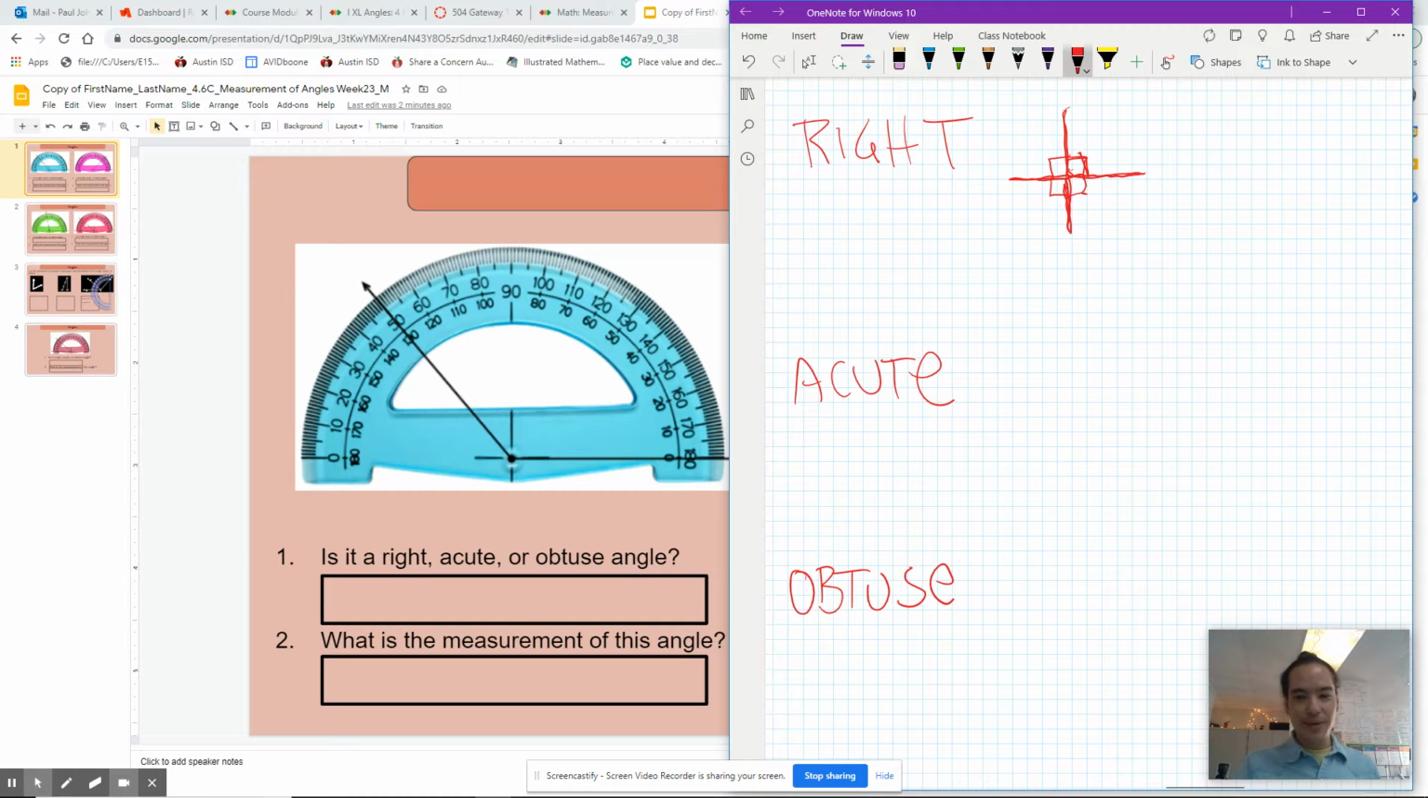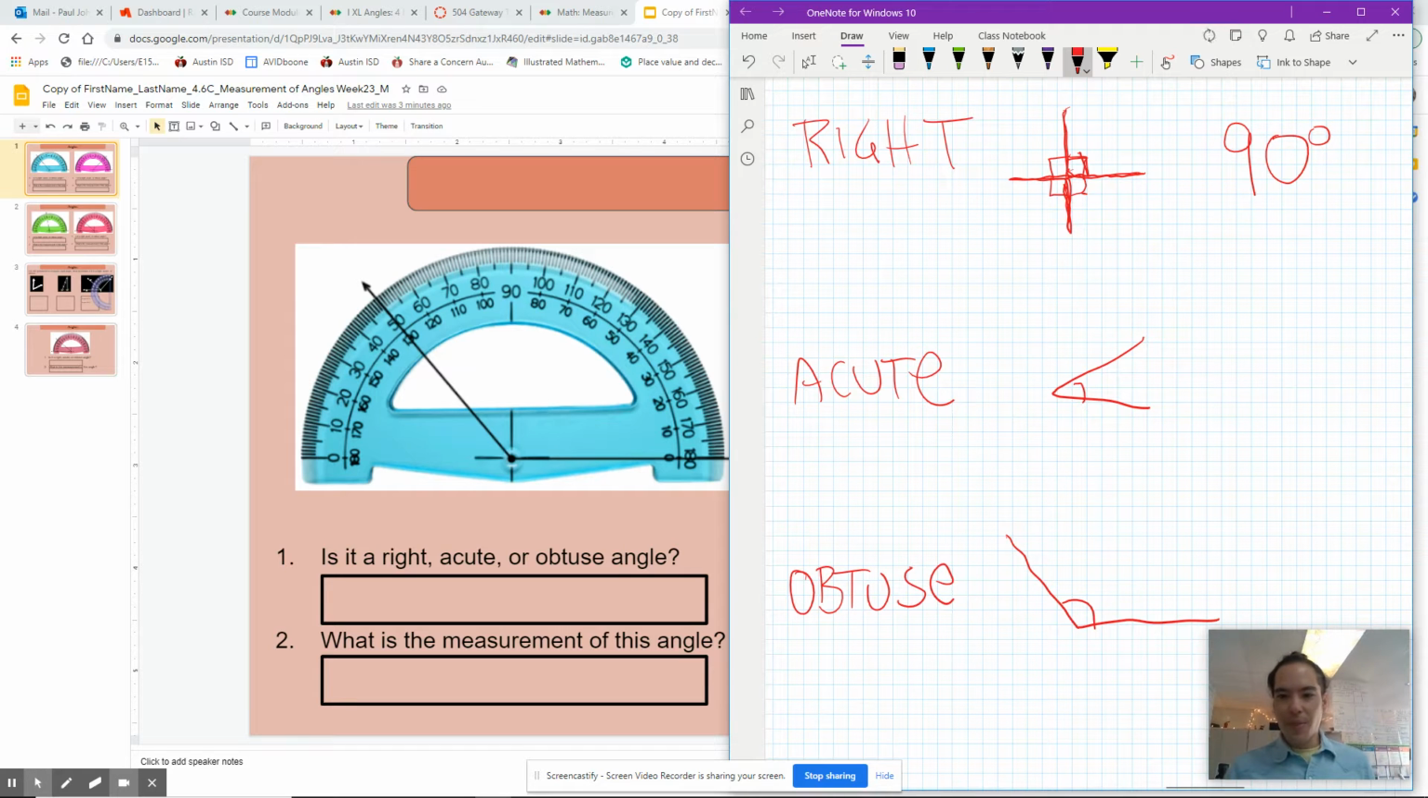All right, next angle is an acute angle. An acute angle is less than 90 degrees. A right angle is 90 degrees. An acute angle is less than 90 degrees. That means it is smaller. So your angle is going to be smaller than 90 degrees. And then if you got bigger than 90 degrees, that's when you have obtuse angles.